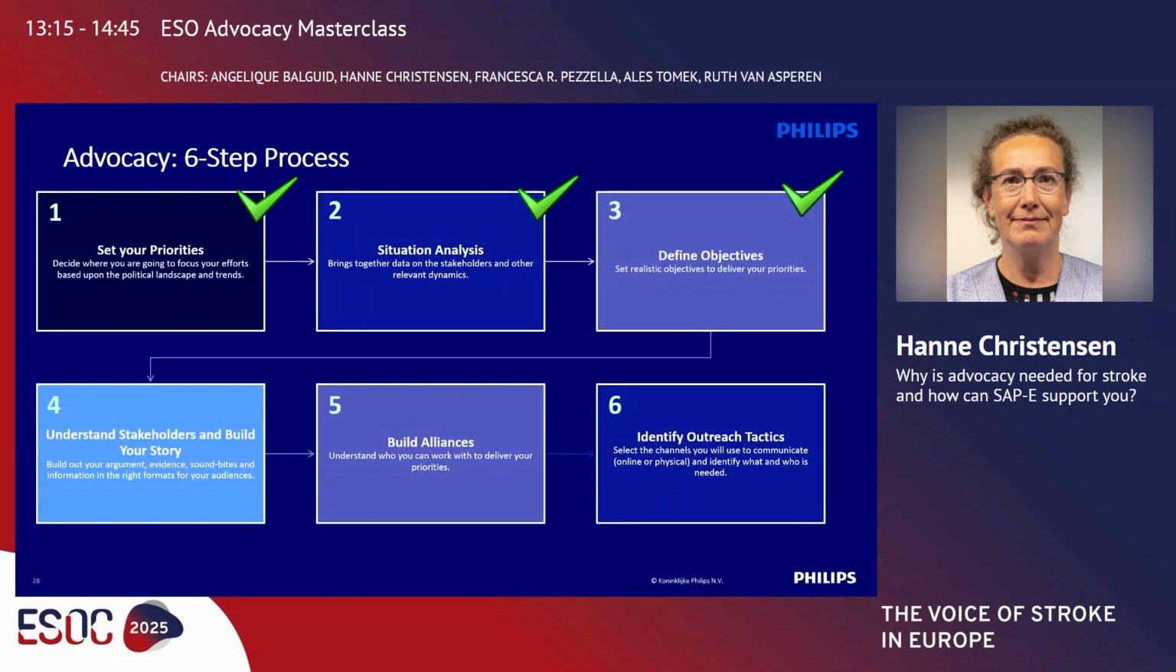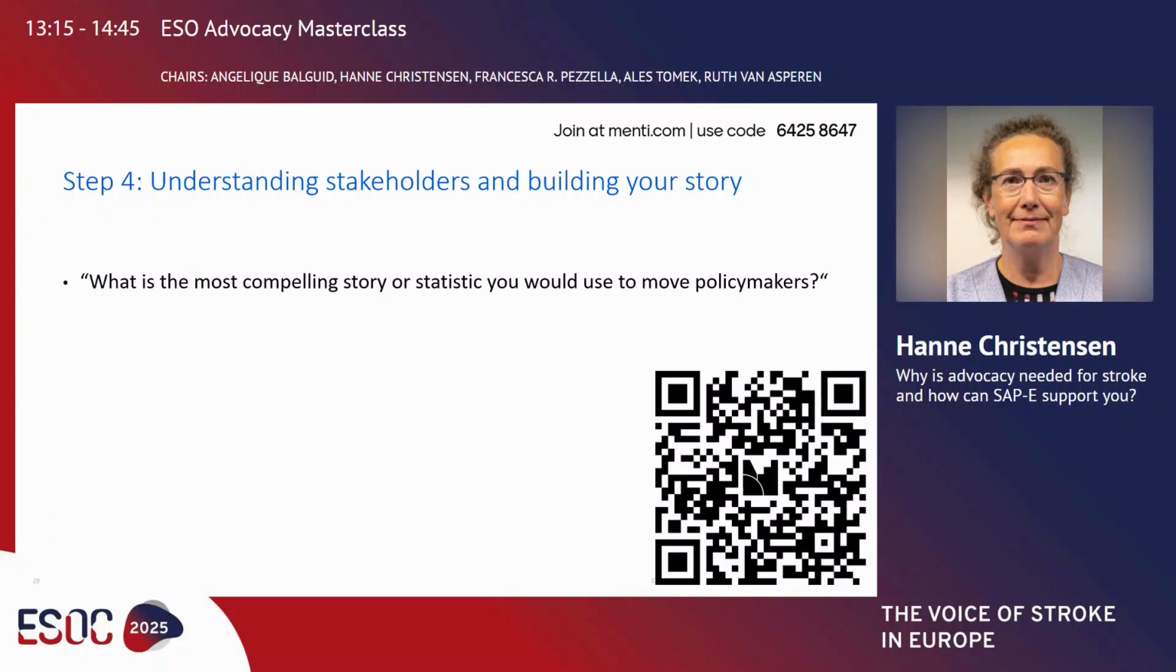back to the overall steps, we now have discussed setting your priorities, understanding the situation and your stakeholders, and defining objectives. And we will now move into the second part, which is understanding your stakeholders and building a story that actually resonates with your stakeholders. We have a short question again before we dive into that, which is what is the most compelling story or statistic you would use to move policymakers?